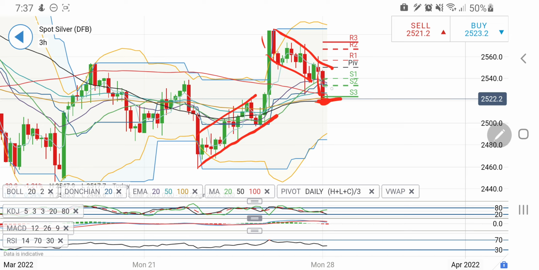Definitely 2520 levels. As I told many times before, 2520 is a strong support. Below that, here is 2500. This zone between 2500 to 2520 is important for silver. Only on breaking 2500 will I consider this strongly bearish. Then 2480 and 2460 will come into the picture.